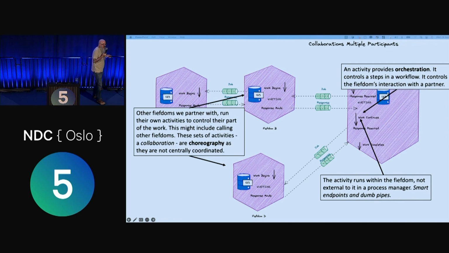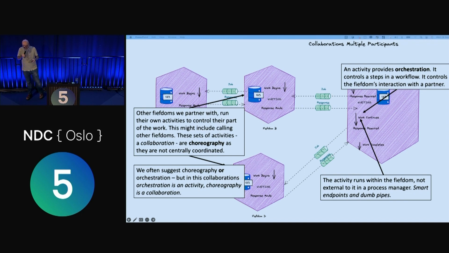Choreography exists here in how all of these individual conversations, these orchestrations, fit together to form a collaboration. So we still essentially get a lot of that loose coupling that choreography offers us, but we couple it with the ability for an individual fiefdom to orchestrate its interaction with a partner. So there's a dichotomy between orchestration and choreography where we think about having an orchestrator as this externalized service. There's a bit of a false dichotomy for Pat, because really what he's suggesting is that orchestration is something that an individual fiefdom does in order to interact with other fiefdoms.